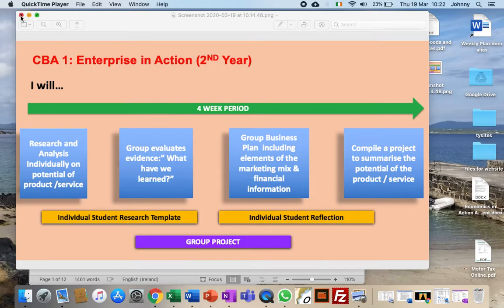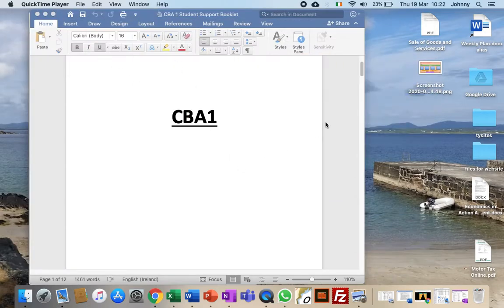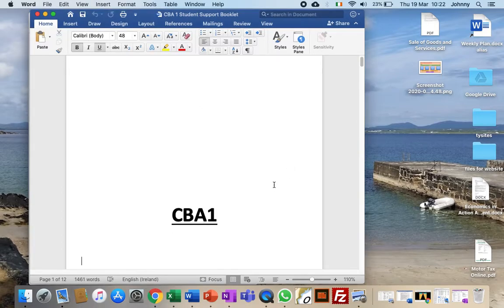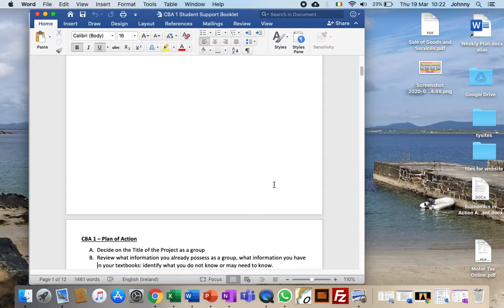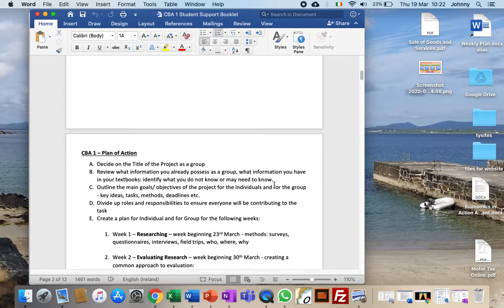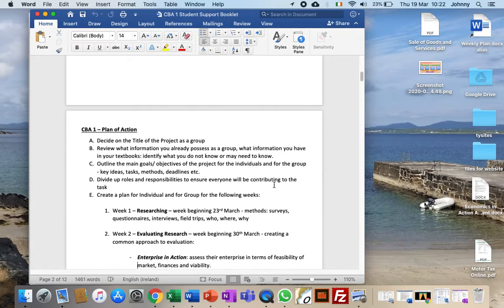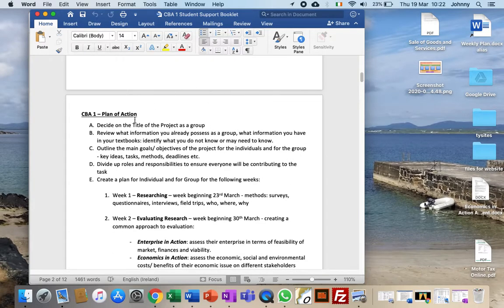Now, what your teachers would have sent you out is a student support booklet. I want to go through this and talk about what you should be thinking about doing in week 1. So for my classes, I've put this in OneNote in CBA resources. The whole document is there. So CBA1, first of all, you've decided on the title. I've mentioned that already. You talk about what you already know about it, okay, and what you're looking to do.